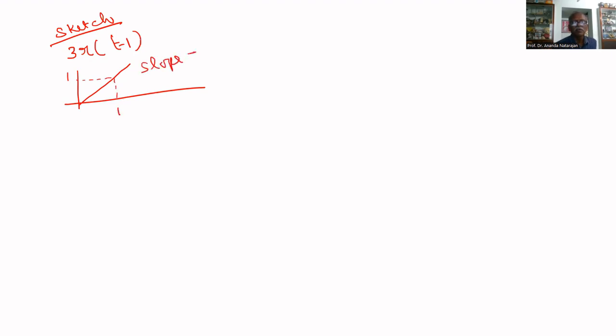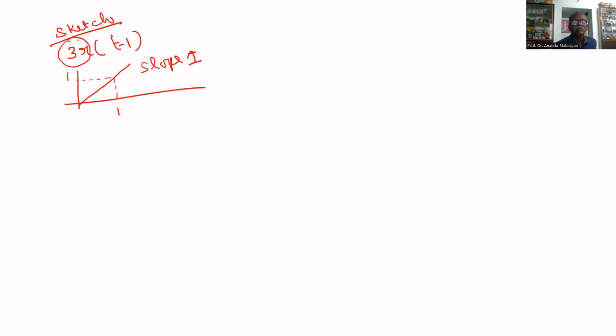Sketch 3r of t minus 1. R means ramp. It is a ramp function whose slope is 1, unity. Unity means if we take 1 here, it will also be 1. Therefore, slope is equal to 1.